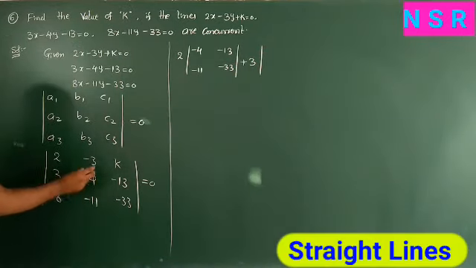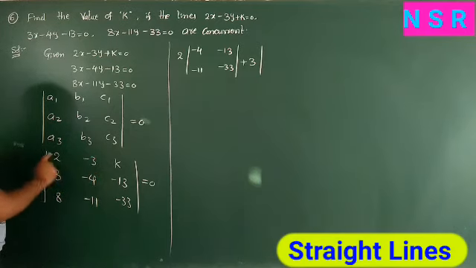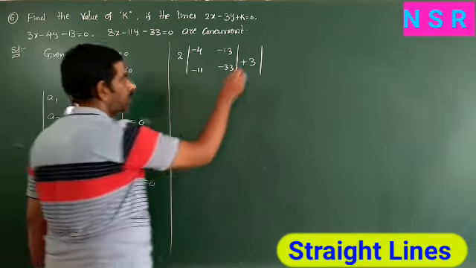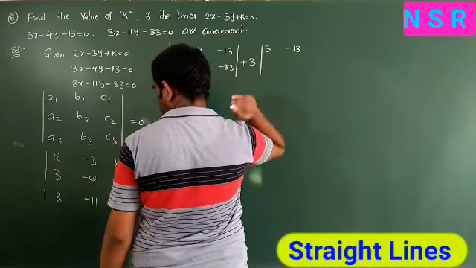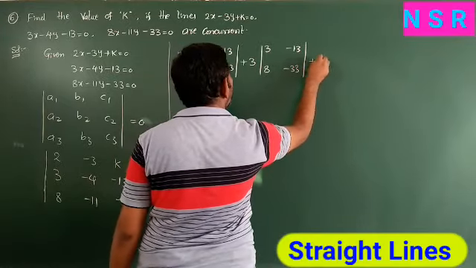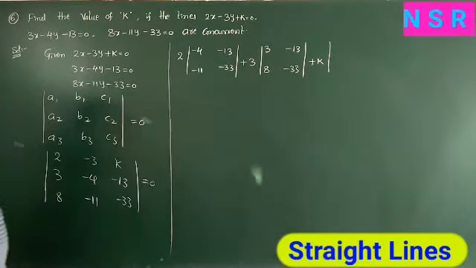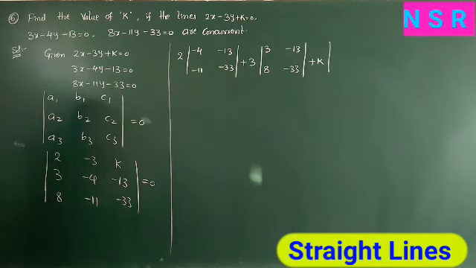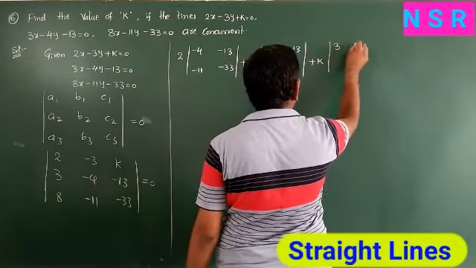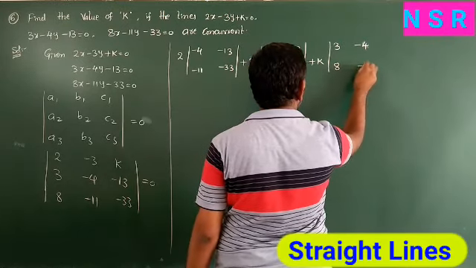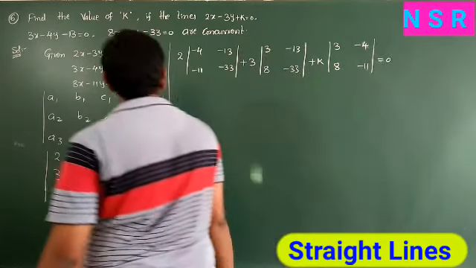Again this minus 3 is present in first row, second column. So eliminate this first row and second column, again we get 4 elements: 3, minus 13, 8, minus 33. So write here 3, minus 13, 8, minus 33. Next, the last element is k. It is present in first row, third column. Eliminate this first row and third column. Again we get 4 elements: 3, minus 4, 8, minus 11, is equal to 0.